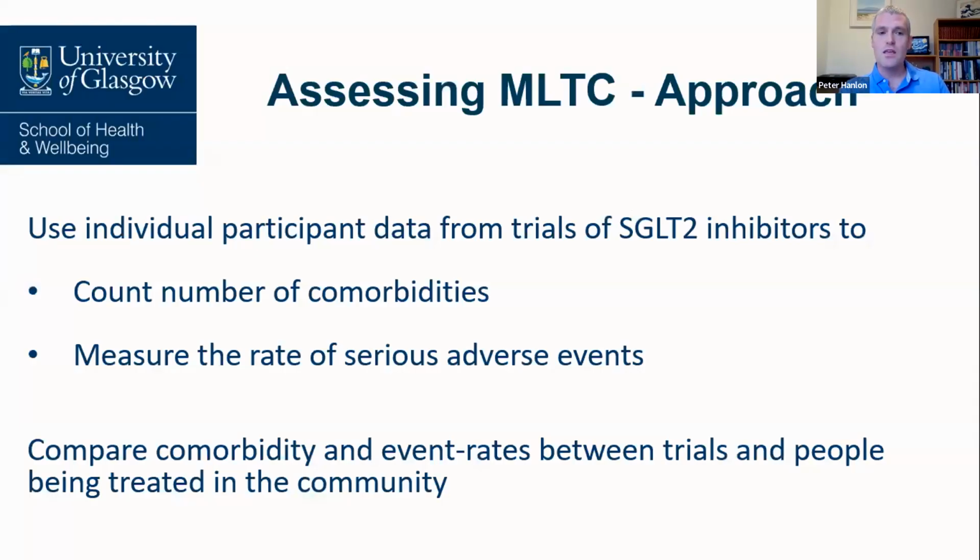So to do this, we used individual participant data from these trials I've been talking about. We looked at a count of comorbidities. So how many comorbidities, how many other conditions, in addition to diabetes, did people in the trials have? And also what was the rate of serious adverse events? So this is any event that results in hospitalization or death, along with a few other criteria in a trial would be classed as serious adverse event.